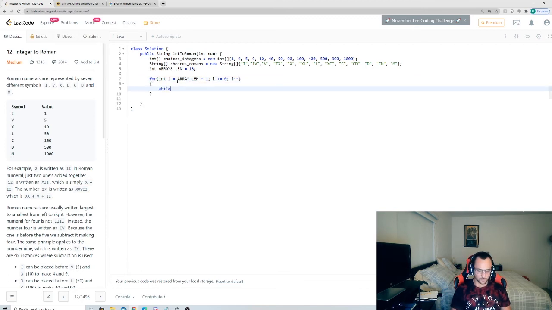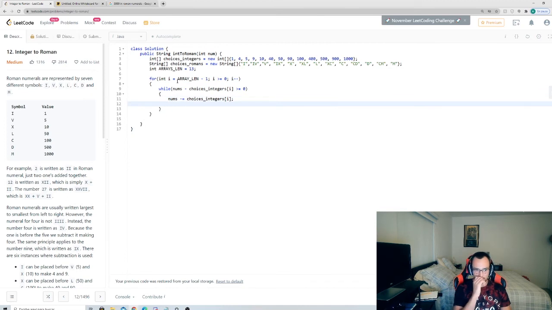And then over here we're going to have a while loop. We're going to say while nums minus choices integers i is greater than or equal to 0, we are going to subtract choices integers i from nums. So nums minus equal choices integers i. And then we're going to concatenate the corresponding Roman numeral to the answer.